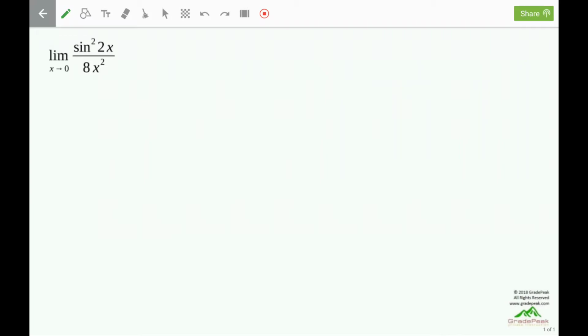Limit as x goes to 0 of sine squared of 2x divided by 8x squared. The first thing we're going to do is try plugging a 0 in for each of the x's. In the numerator, that'll give us sine of 2 times 0, and then sine squared means you take the sine first and then you square that result, divided by 8 times 0 squared.